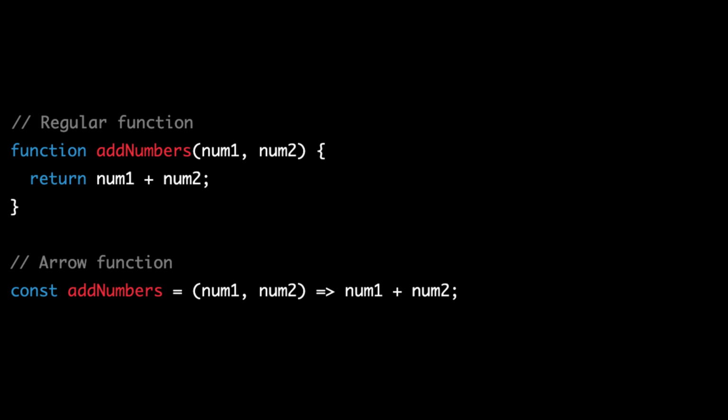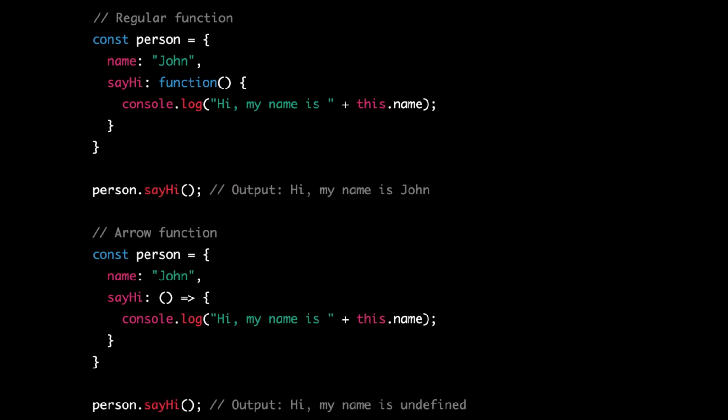In this example, both the regular function and the arrow function do the same thing, which is to add two numbers and return the result. The arrow function is more concise because it doesn't require the function keyword or the return keyword when using a single expression. Another difference between regular functions and arrow functions is how they handle the this keyword.